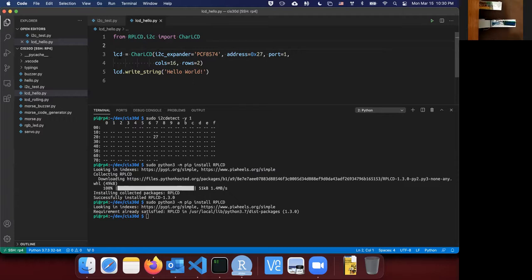There's just a couple lines. First, we'll create an LCD object, which is an object of class CharLCD. Char stands for character. There's a couple of things we'll provide. First, we need to specify the I2C port expander.